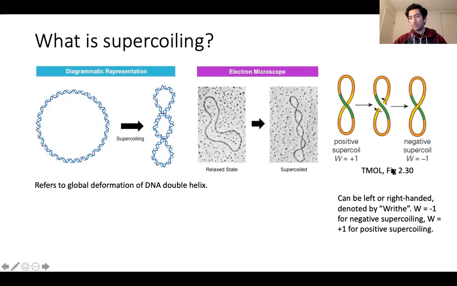Just one thing I want to point out: when I write T-mol, that just indicates Molecules of Life. That's your textbook. So if you want to look at this figure, it's figure 2.3 in your book. Most of these figures that I use either come from your book or just quick Google searches.